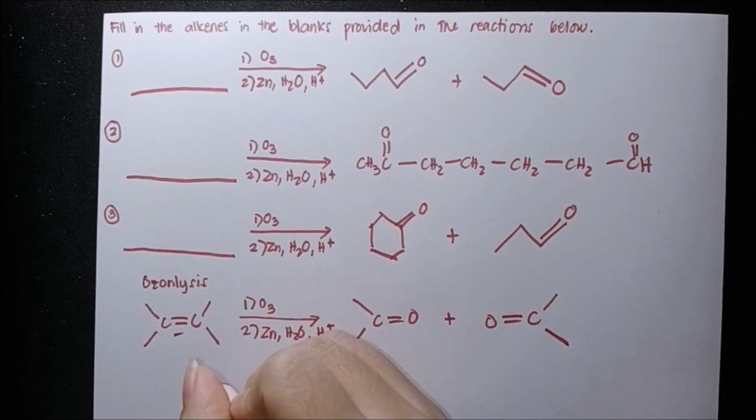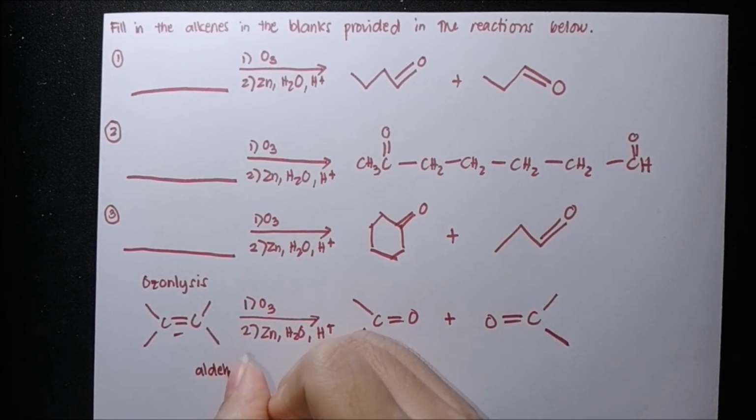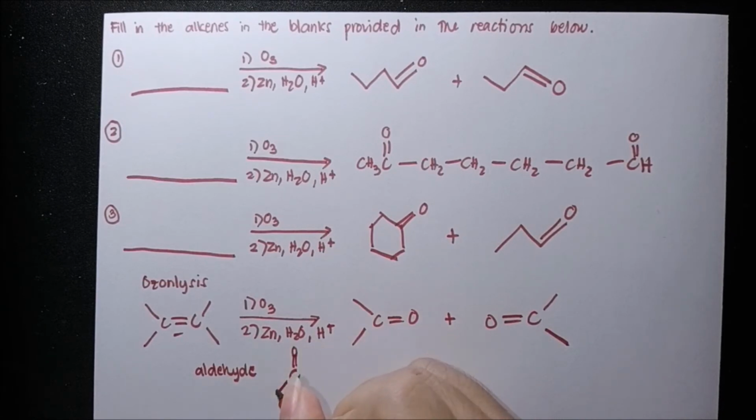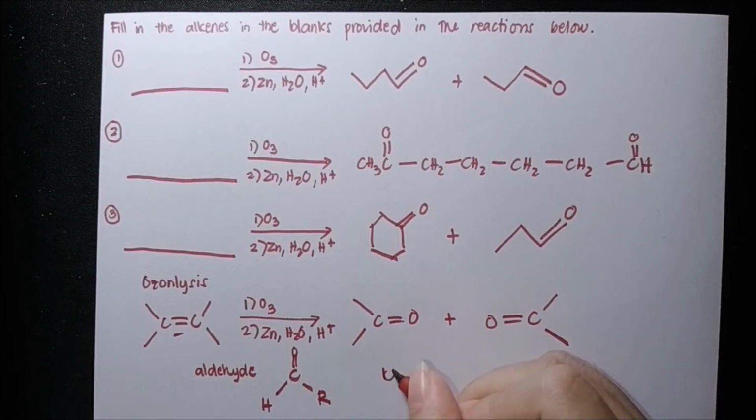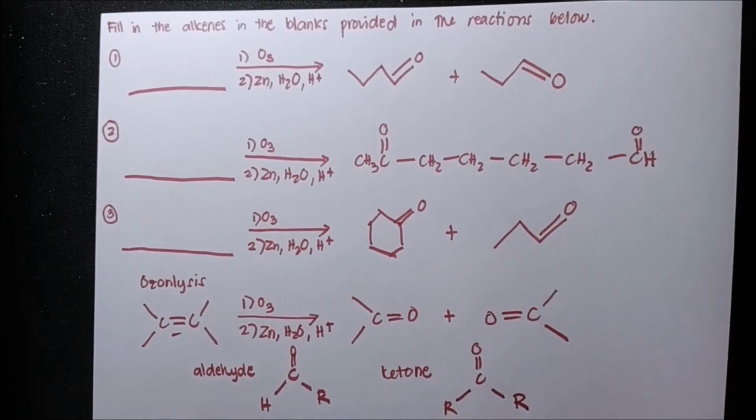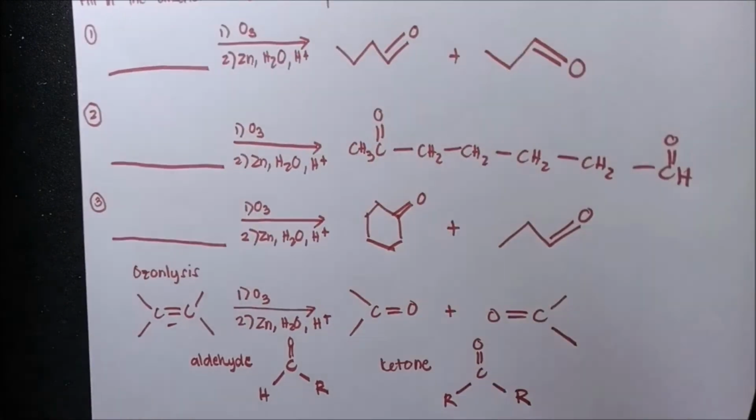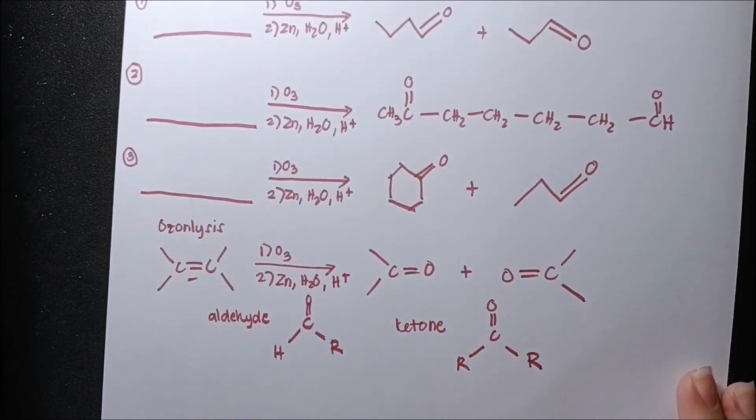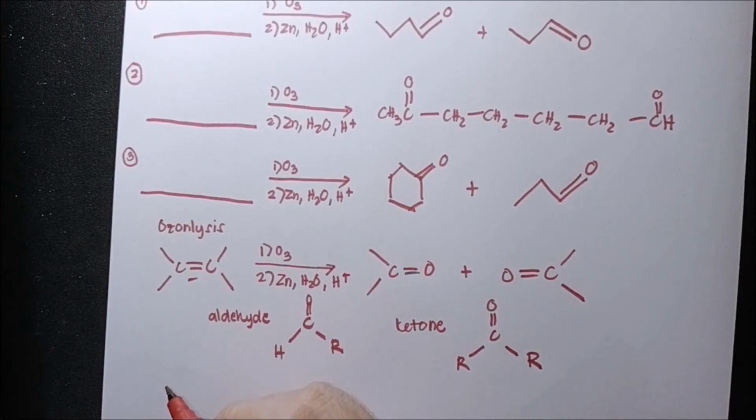An aldehyde has this general form. Again, the R here represents an alkyl group. And this ketone has this general form. Answering number 1, we can see that the products are both aldehydes. We can rewrite them this way.